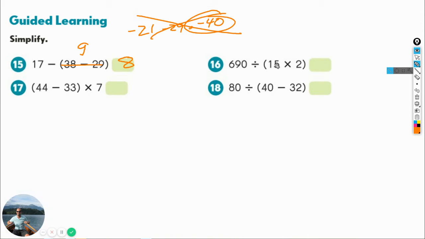All right, hopefully you did 15 times 2 is 30, and 30 goes into 690. Cancel my zeros. 3 goes into 69, 23 times. Here, 44 minus 33 is 11, times 7 is 77. And then over here, 40 minus 32 is 8. 80 divided by 8 is 10. There you go. Parentheses first.